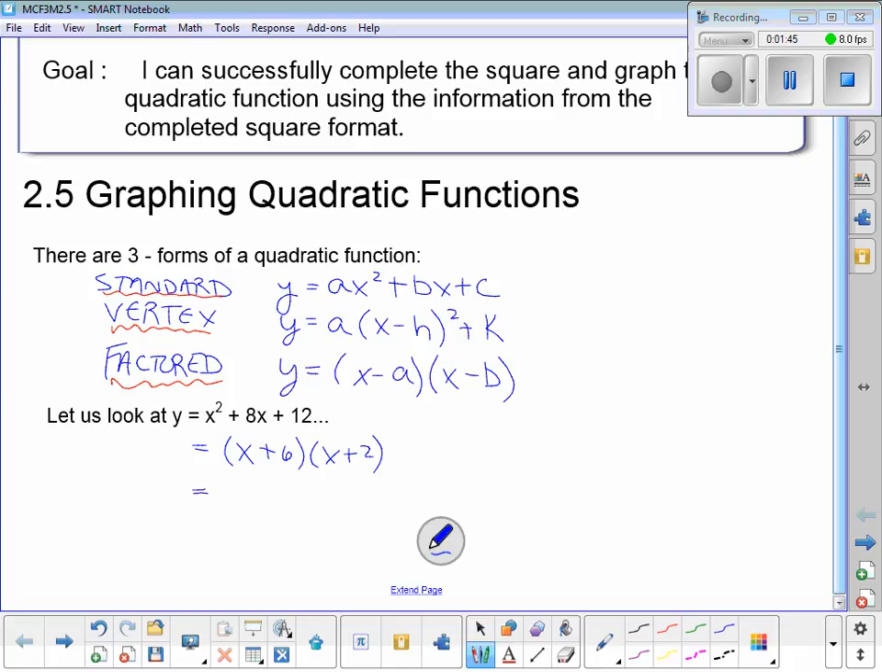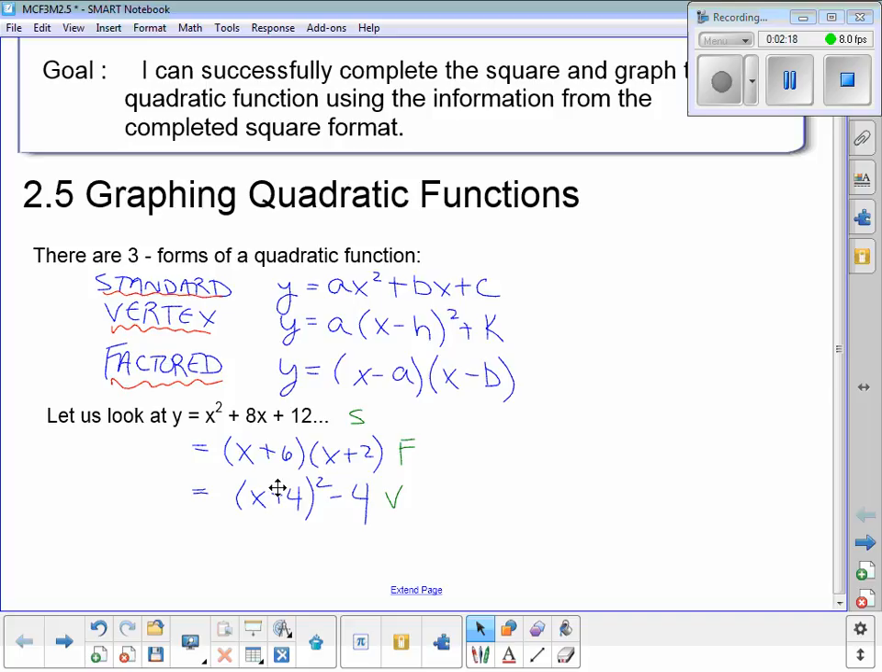Or we can write it in vertex form, which would be y equals (x plus 4) squared, and then I think it comes out to be minus 4. All right, so I skipped a bunch of steps there, but I'll show it in more detail. But there are your three forms: you have your standard, you have your factored, and you have your vertex form. Each form plays an important role.